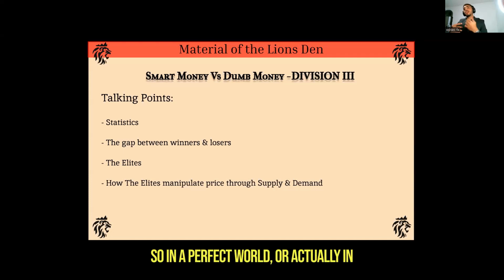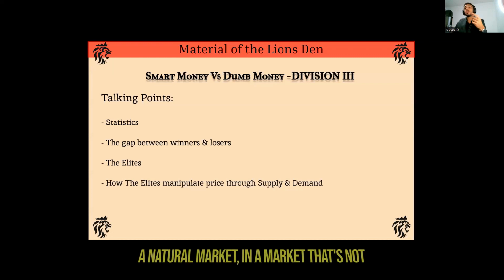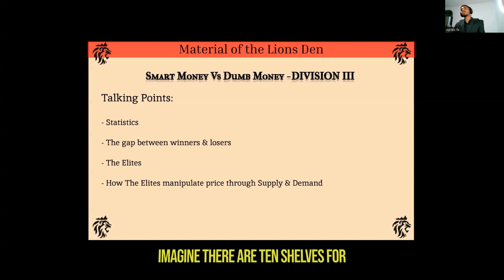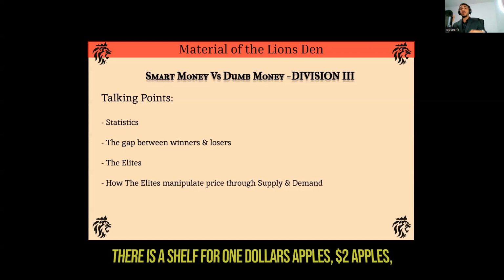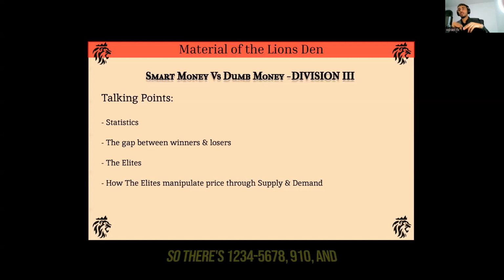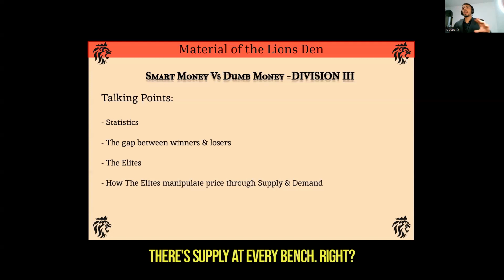So in a perfect world, or actually in a natural market, in a market that's not manipulated, this is how supply and demand is. Imagine there are 10 shelves for apples in the local market. There is a shelf for $1 apples, $2 apples, $3 apples, all the way up to $10 apples. So there's 1, 2, 3, 4, 5, 6, 7, 8, 9, 10. And there's supply at every shelf.